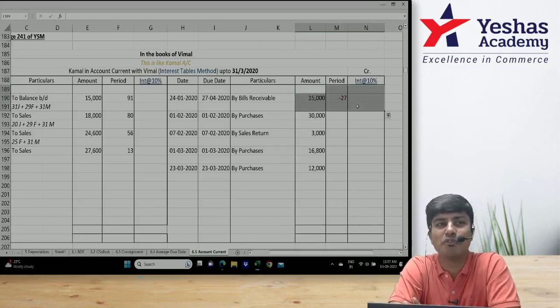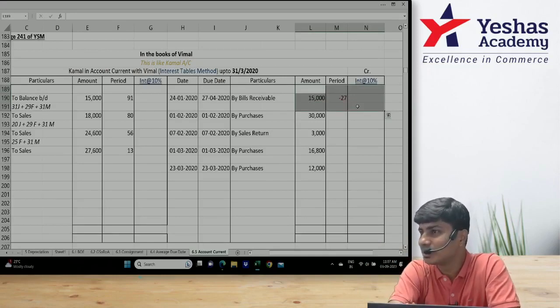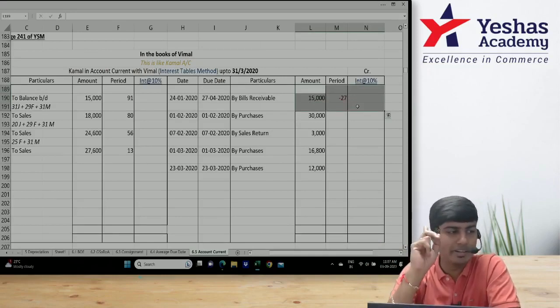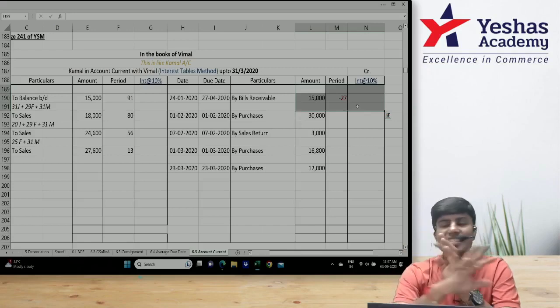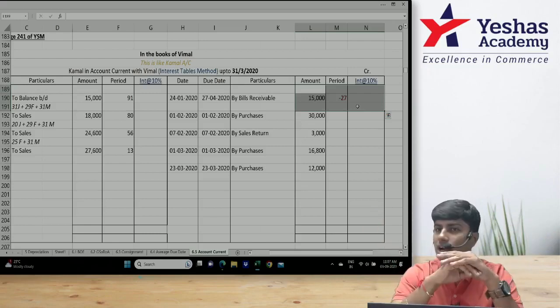Like that last drop of juice that you draw from the straw. Understood? Yes or no? Let me repeat. This transaction is not happening in this period. We are not receiving money in this period. We are not paying money in this period.